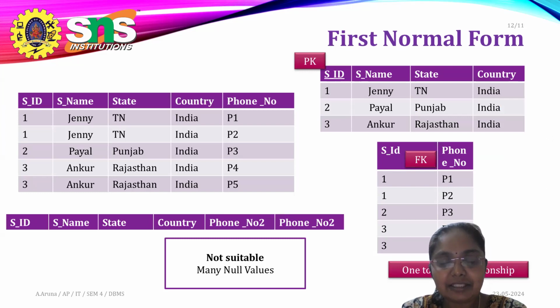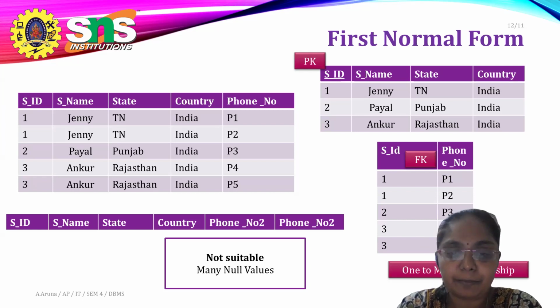See here, if you split it like this, I am going to divide my table into two tables. In my first table, I keep SID, name, state, and country. My second table deals fully with the phone number: SID and phone number. Here SID is a primary key, and here SID is a foreign key. This is a one-to-many relationship. So if I decompose like this, definitely these types of problems can be removed. This is how we decompose our table in first normal form.